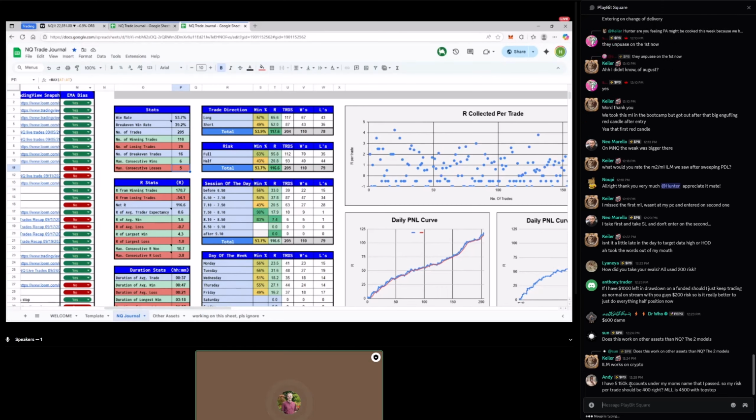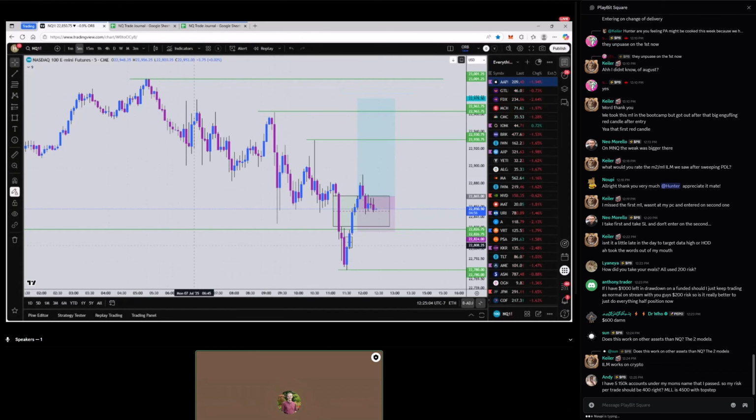But I'm still trying to take the same exact trades. I'm not going to change the trades I take. I will take the same exact trades, the same time of day, the same model, everything like that.